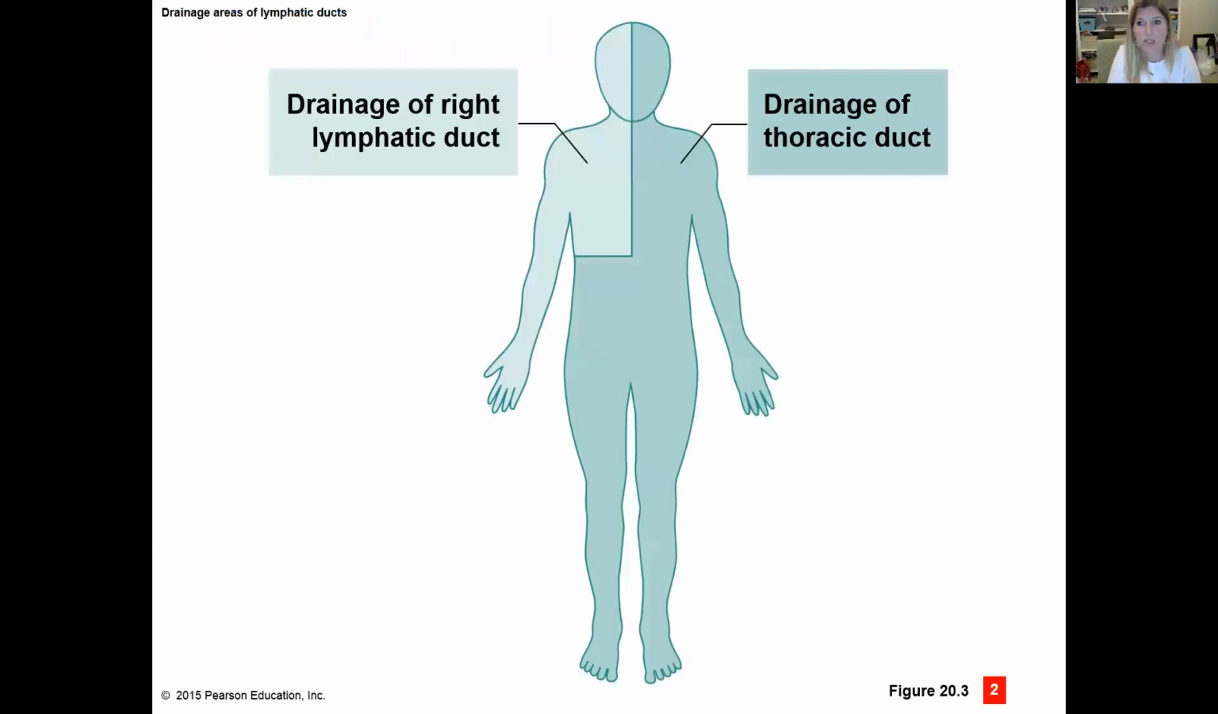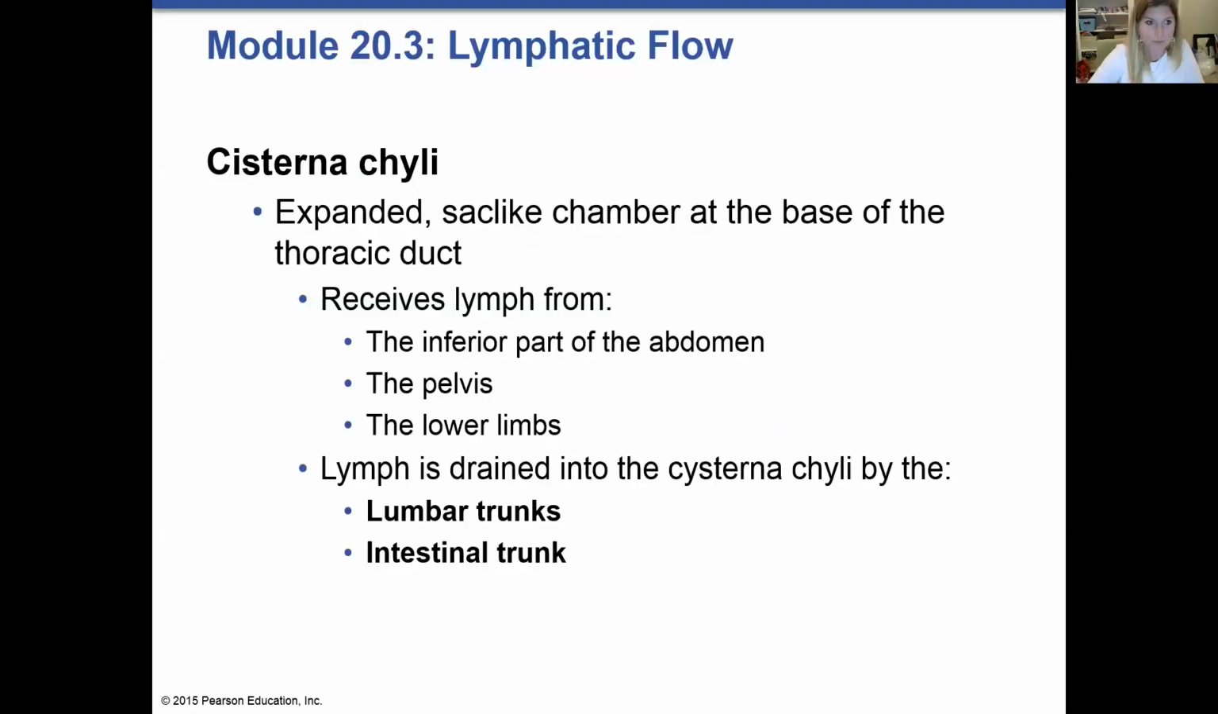So there you see these zones that are drained by each of the lymphatic ducts. So there is something called the cisterna chyli. It's pronounced chyli, technically. This is an expanded chamber that's at the base of the thoracic duct. So this is getting the lymph from the inferior part of our abdomen, like our reproductive organs, the pelvis, and the lower limbs, right? The lymph is drained into this area by the lumbar trunks and the intestinal trunks.